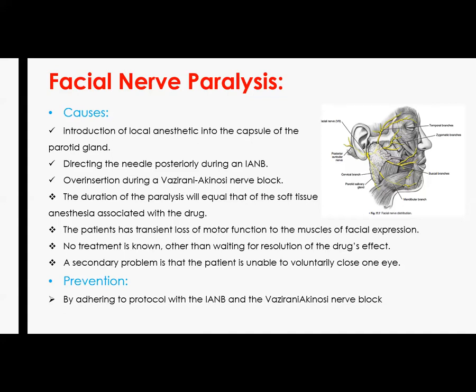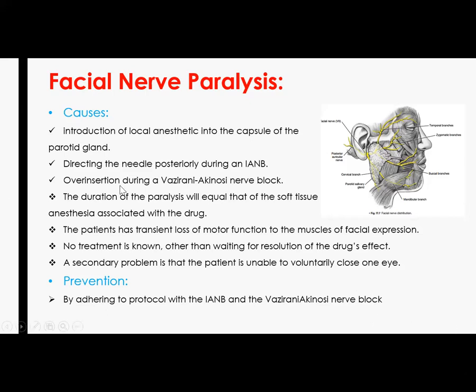So if you don't touch bone and you are really deep inside the pterygomandibular space, then you are highly likely to be inside the parotid capsule. So how can you avoid this? The answer is here. If you follow the right steps and make sure you have bone contact before injecting the inferior alveolar nerve block, you will avoid facial nerve paralysis. So the main thing is adhering to the protocol.